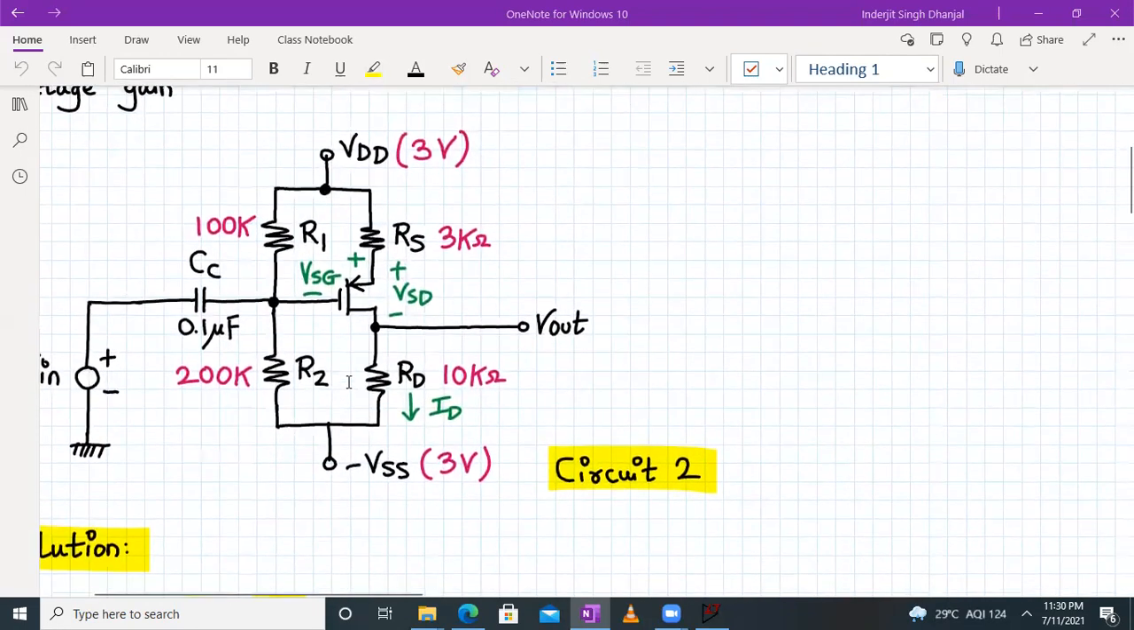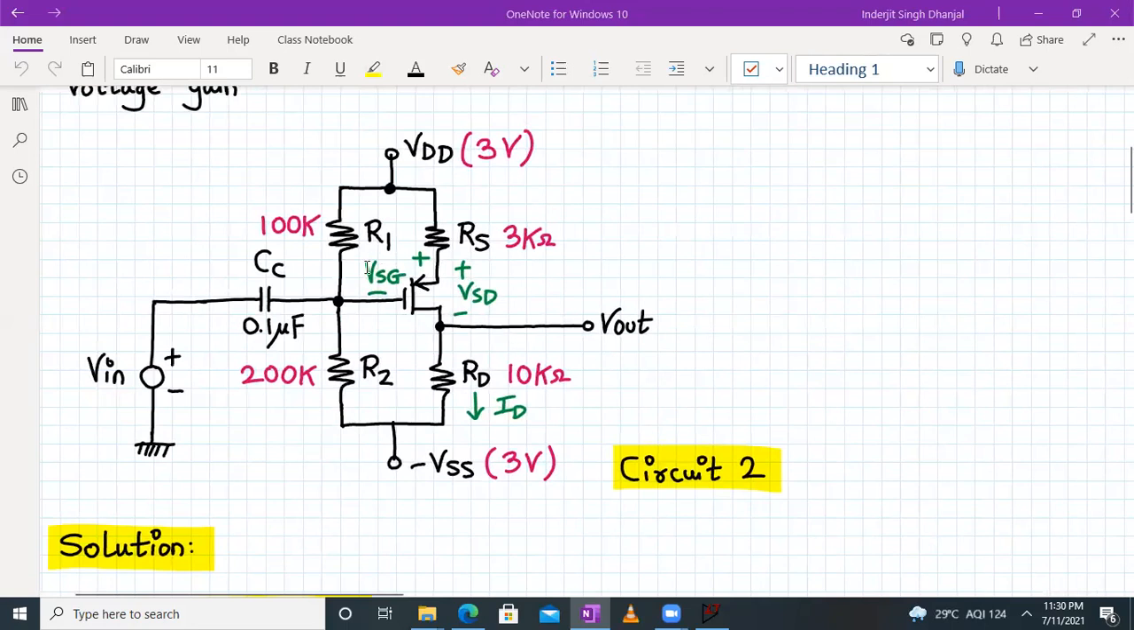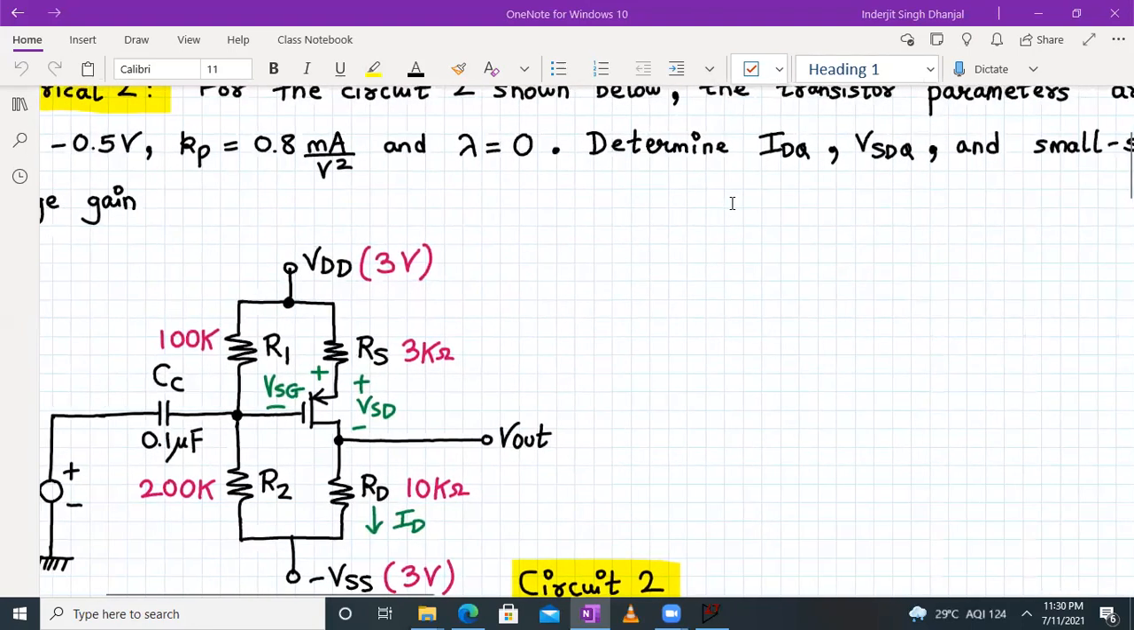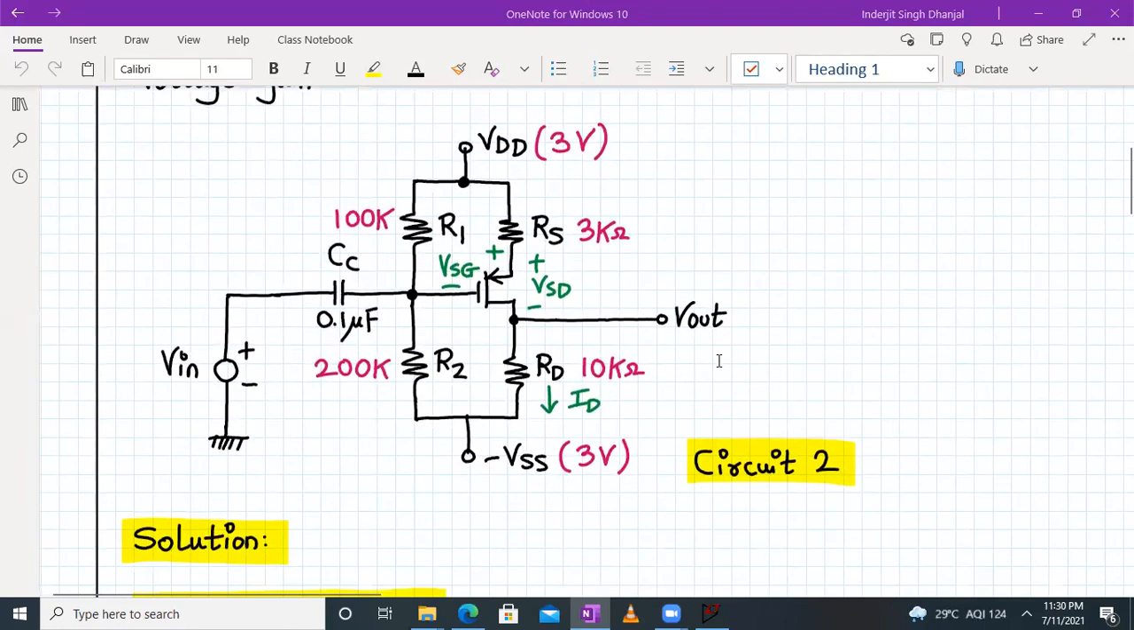As you can make out already from the symbol of the MOSFET, it's a P-channel MOSFET enhancement type. Over here, we have been given VDD and minus VSS values. And here we have to find the value of IDQ, VSDQ, and the small signal voltage gain. So let us directly start.